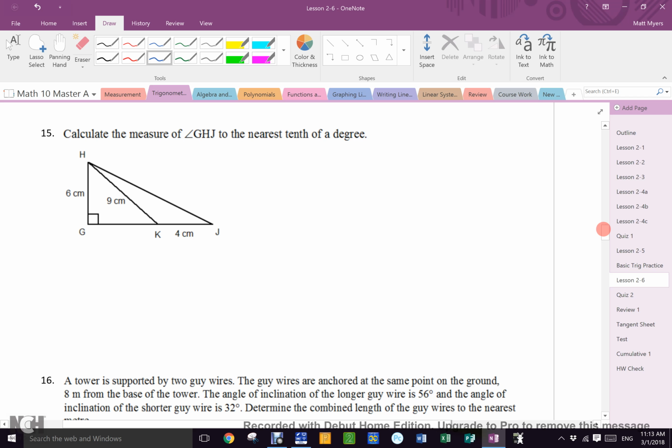Which measurement is it asking us for in 15? GHJ. So you go from G to H to J. No, it's asking for an angle. Why can't I just say angle H? Yes, because there are two angle H's, aren't there? That's an angle H and that's an angle H. So I need GHJ.